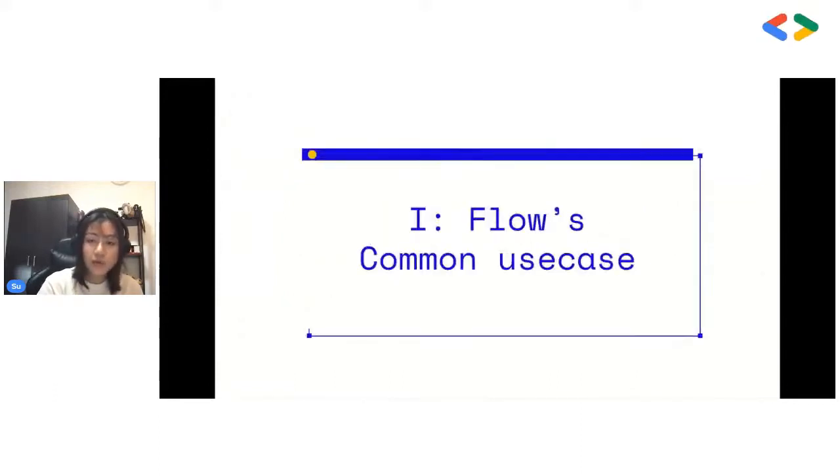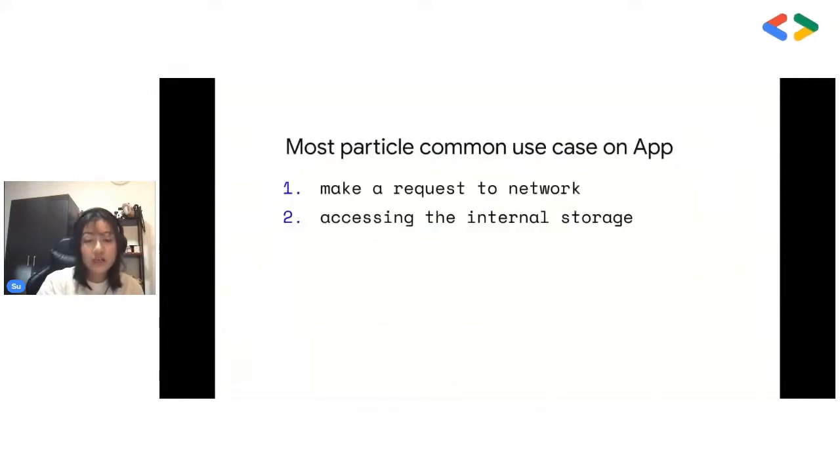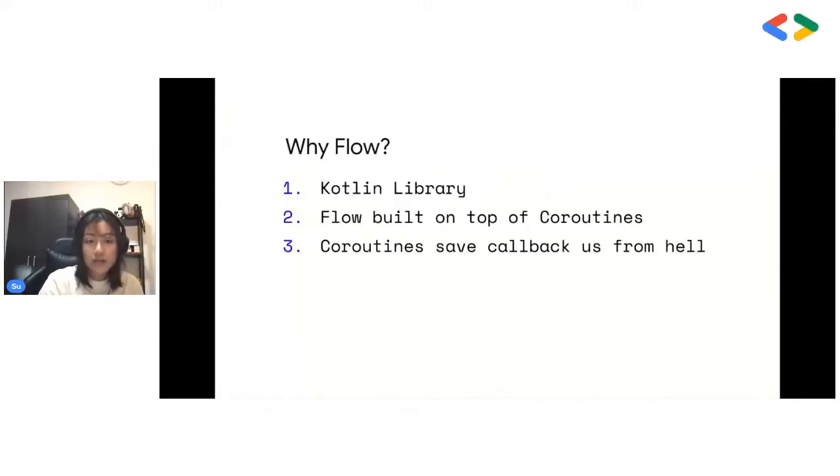Okay, let's jump into part one. So what are the common use cases? The most practical common use case is making a request to the network and accessing internal storage. For those kinds of long-running operations, we use RxJava and Kotlin Coroutine Flows nowadays. So why Flows? Why not RxJava? RxJava is very powerful too. But it has many features like Observable, Single, Flowable, Completable, and many operators. So we have to deal with a steep learning curve.